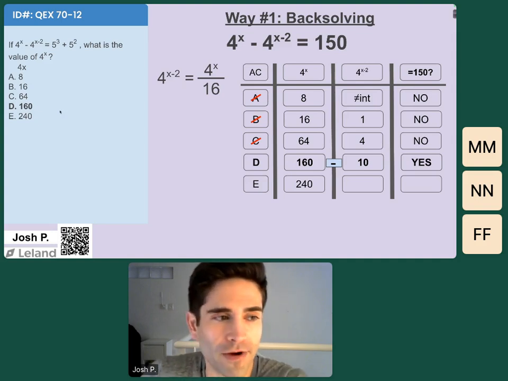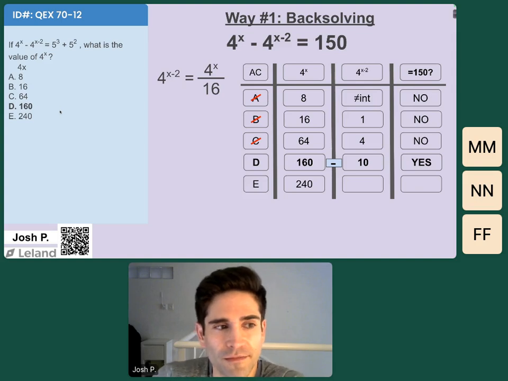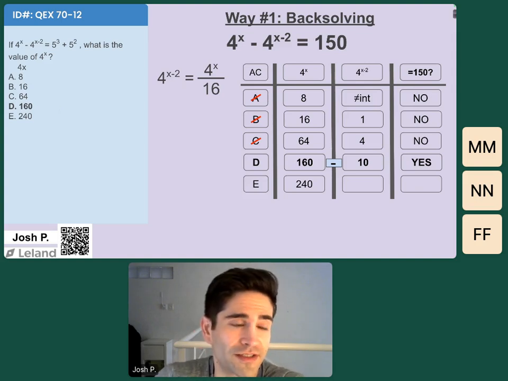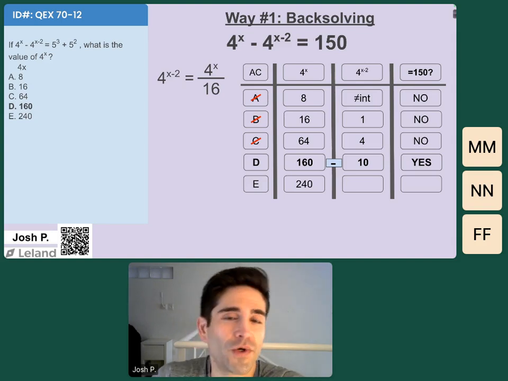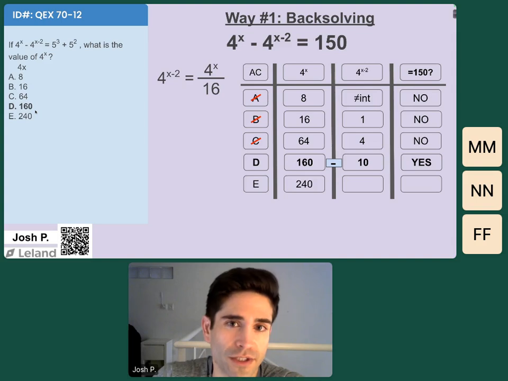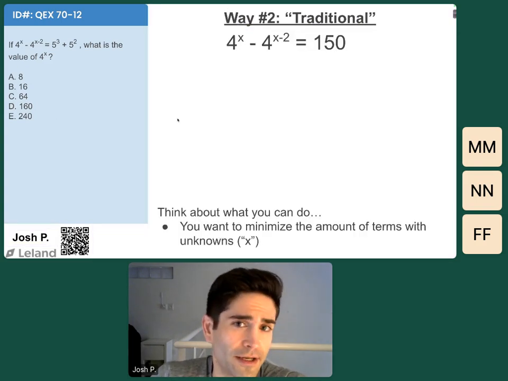Now, I prefer this method to approach these types of exercises because it is making your life extremely easy. You do not have to fill in the blank on the GMAT. You have to choose the right answer choice, meaning the right answer choice is in front of you. You just have to choose it. Let's look at the traditional way.